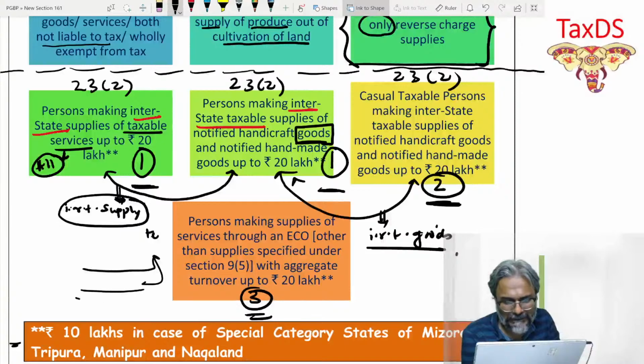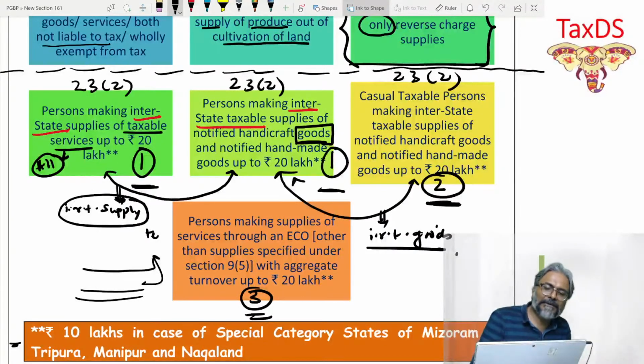This is what the issue is. Okay, this issue is over here, which the example which I gave you is the last one, point number 3. Coming to point number 1, it is about the interstate supply of services.